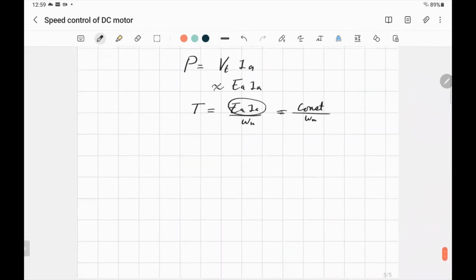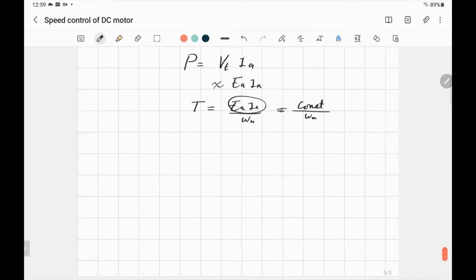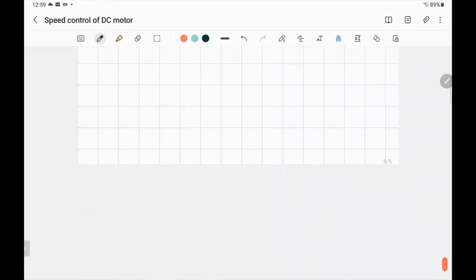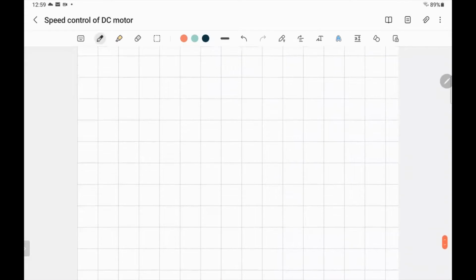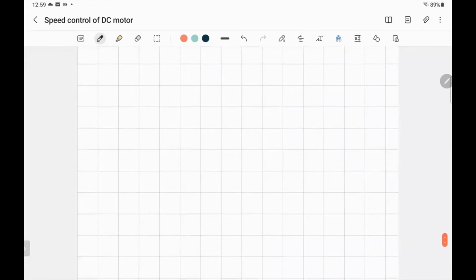The last one is an easy one, and it's a classical method. It's replaced now by using power electronics, but the concept of power electronics depends on this one: armature resistance control.